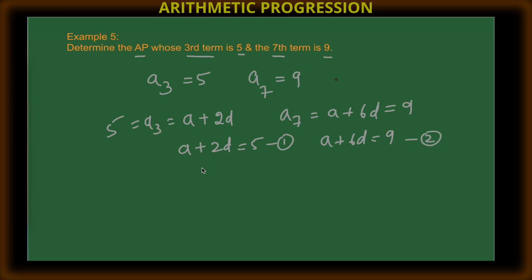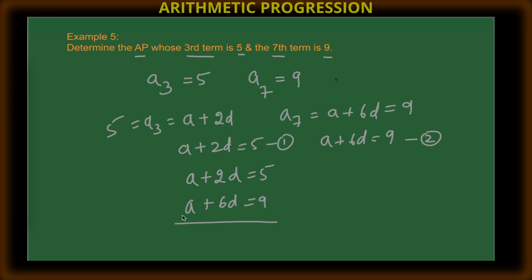So usually we need to find the first term and the common difference. Now we don't have them, but we have two equations. By solving these two equations, we will get the values of A and D. Let's try to solve it. A plus 2D is equal to 5. Similarly, A plus 6D is equal to 9.